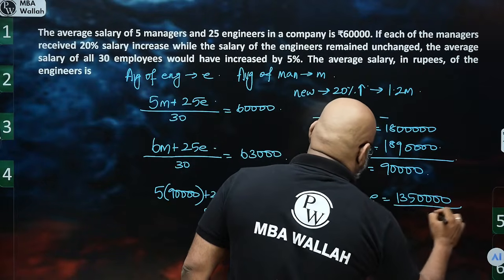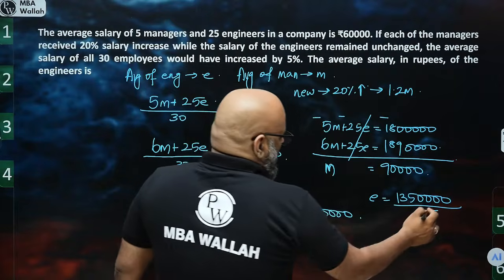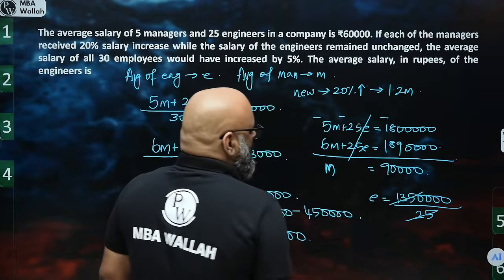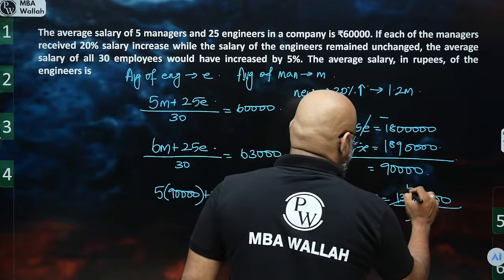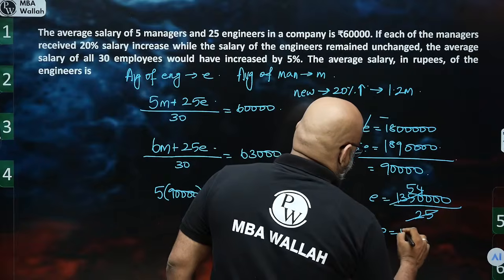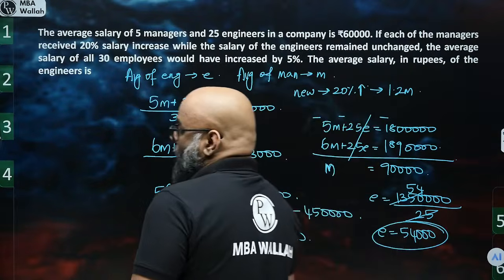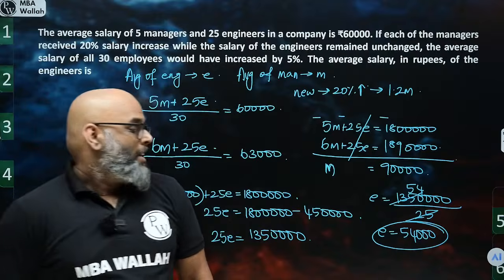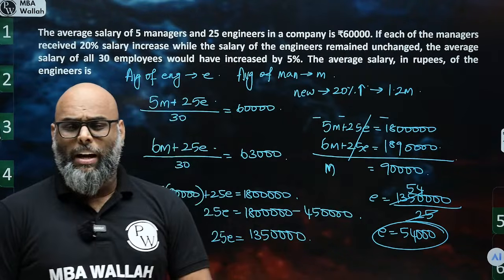Or E is equal to 13,50,000 divided by 25. 1350 I can cancel out. 135 will be 5 times 27, so E is equal to 54,000. So managers get 90,000, engineers on an average get 54,000, and that will be our answer.